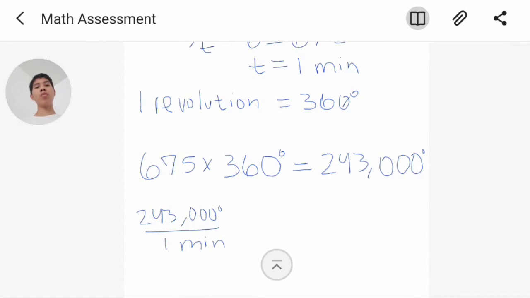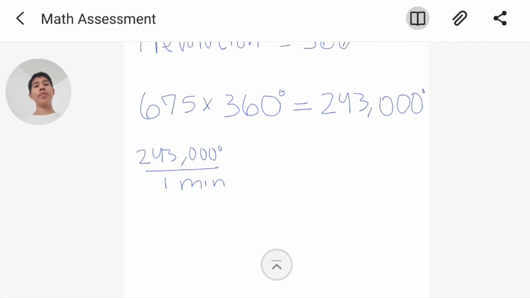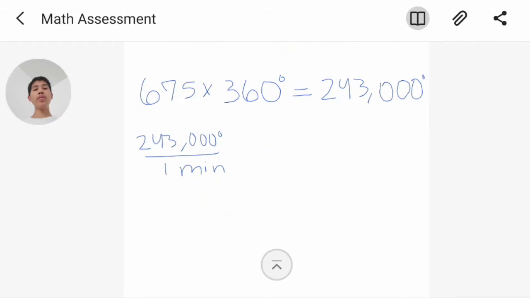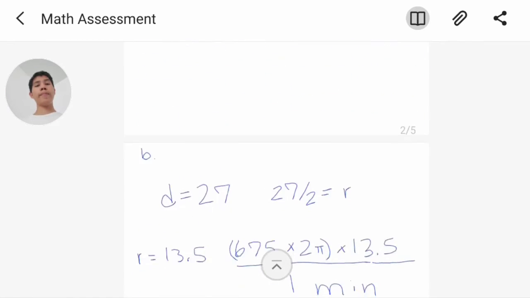The time being 1 minute, since we are talking about degrees and minutes, degrees per minute. Knowing that there's 675 revolutions and knowing that there's 360 degrees in one revolution, we can multiply that to get our degrees, and that is 243,000 under 1 minute. In 1 minute, of course, since we are talking per minute.